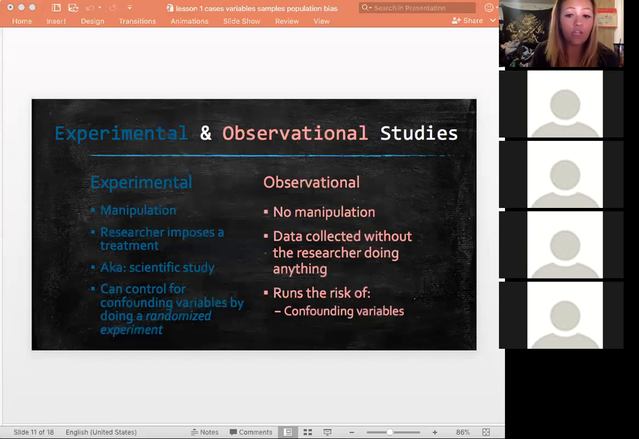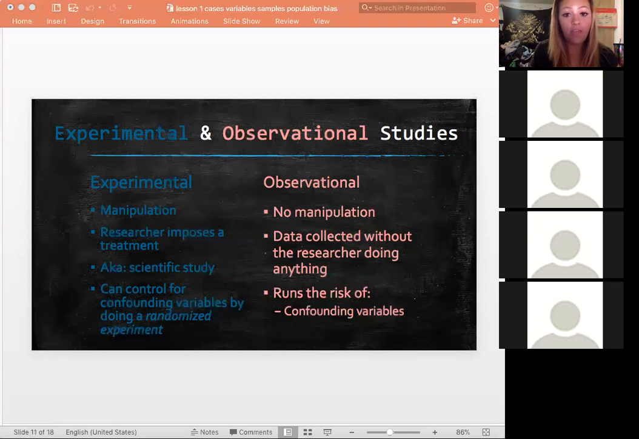So for experimental studies, we do manipulate something. The researcher does impose a treatment upon the subjects. So for example, giving them a certain medicine or changing the environment. Anything like that. We also call this a scientific study. So if you think about, in science, you're manipulating something, you're putting chemicals in something. I don't really do the science thing, but something like that.